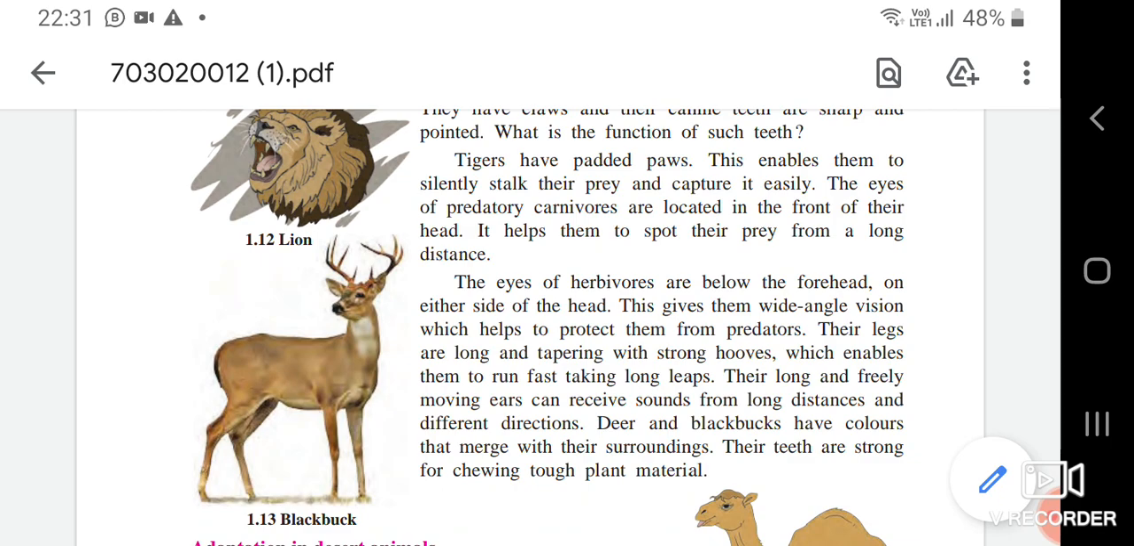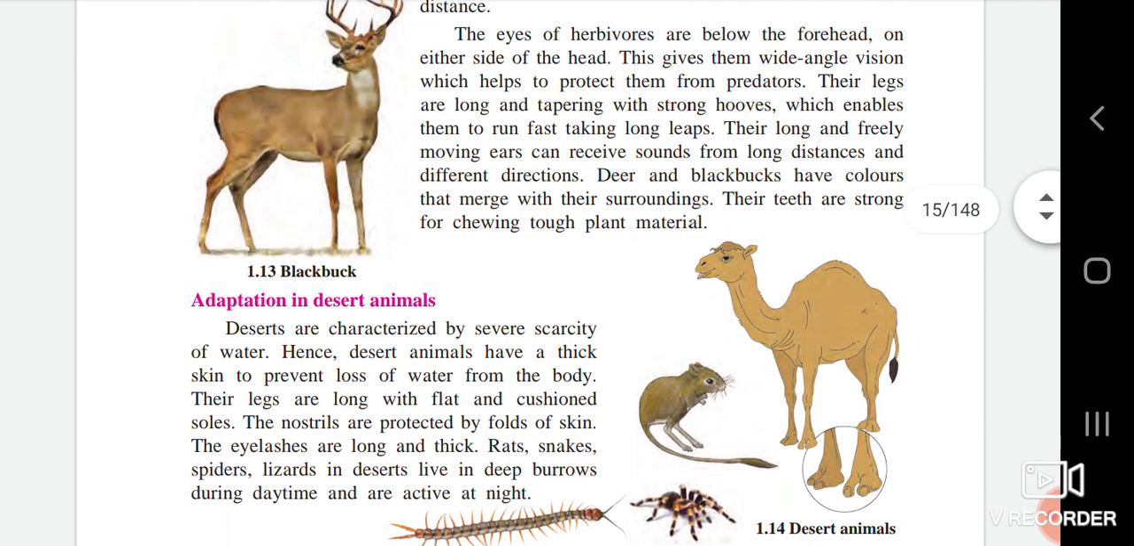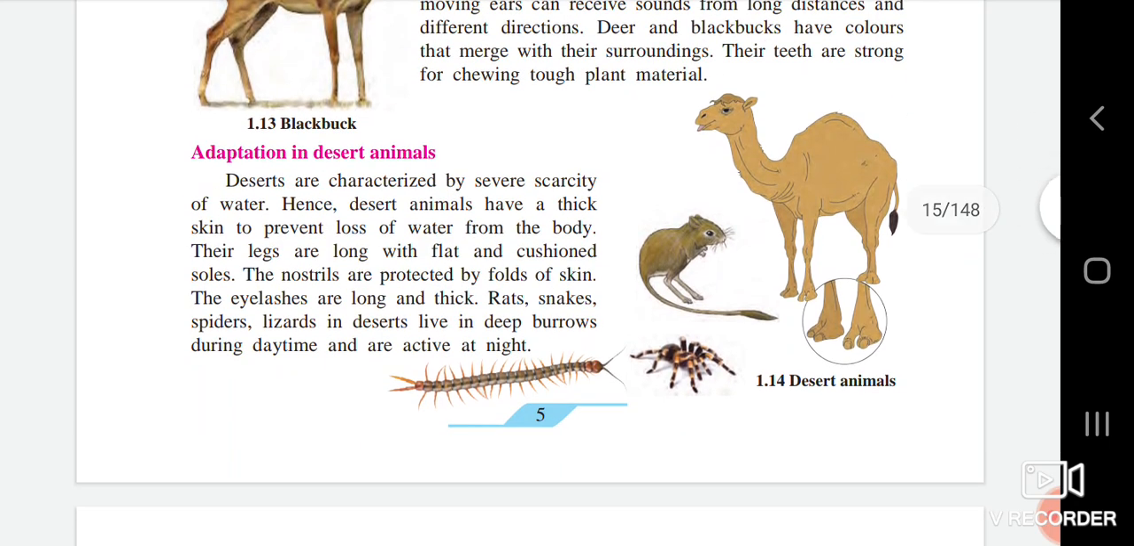So these are the features which we have studied today. So children, go through this and you will find this lesson very easy. I will stop over here and meet you in the next video where we will study adaptation in desert animals.